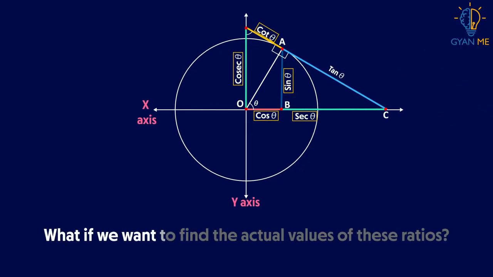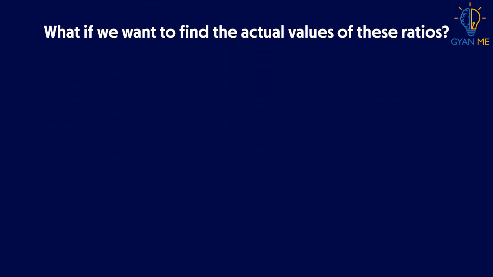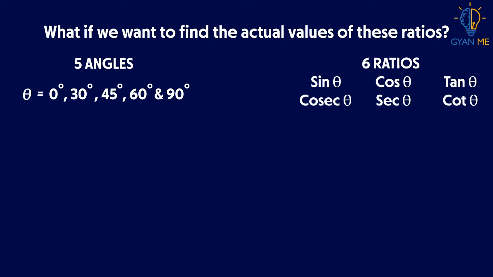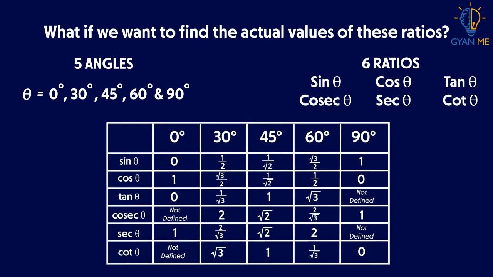But what if we want to find the actual values of these ratios? Yes, I just said, what about the absolute values of these ratios at different angles? Let me tell you that we will limit ourselves to 5 specific angles, that is 0, 30, 45, 60 and 90. We will calculate the absolute values of the 6 ratios that we have seen with respect to these 5 angles. So basically, we'll form a table that will look like this.